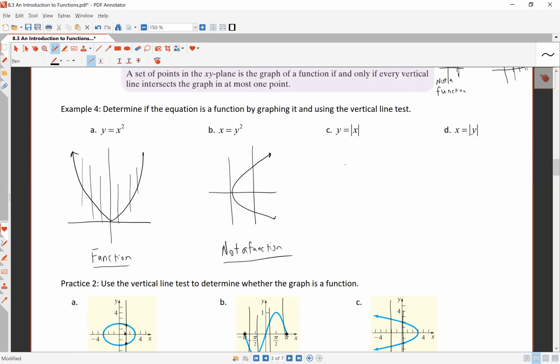Graphing y equals absolute value of x. When x equals 0, the absolute value of 0 is 0. When x equals 1, the absolute value of 1 is 1. The absolute value of 2 is 2. The absolute value of negative 1 is positive 1. And the absolute value of negative 2 is positive 2. This is an example of a function.